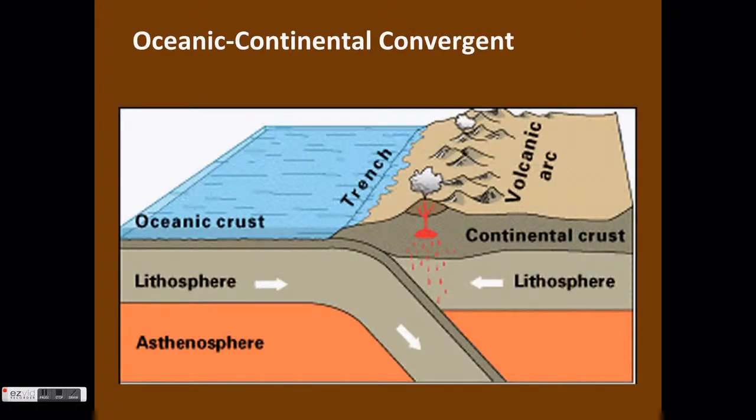The second type of plate boundary is called a convergent boundary. Convergent boundaries are locations where two tectonic plates are pushing towards one another. While there is only one type of divergent boundary, there are three types of convergent boundaries. The boundary you see here is between converging oceanic and continental plates, and is called an oceanic-continental convergent boundary.